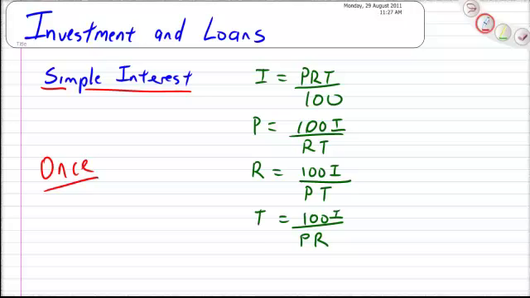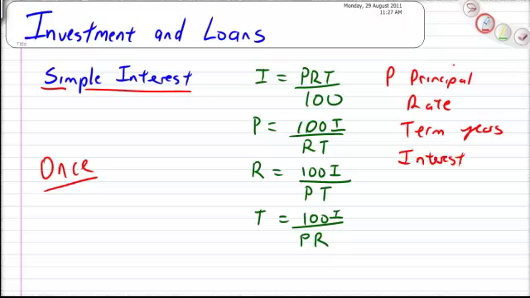You have four equations that are worth knowing. I equals PRT over 100, where P is the principal, which is the amount of money you borrow or invest. R is the rate, and T is the term, which in this one is in years. And I is the interest that you earn. So it's I equals PRT over 100, and you can see the other rearrangements there. You should know how to do this, so we don't actually spend a great deal of time on it.